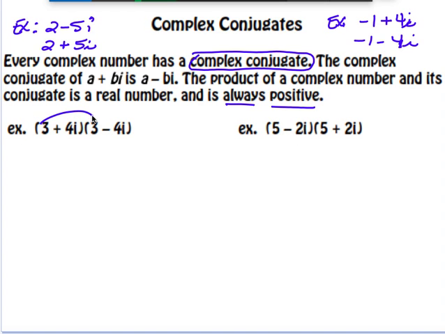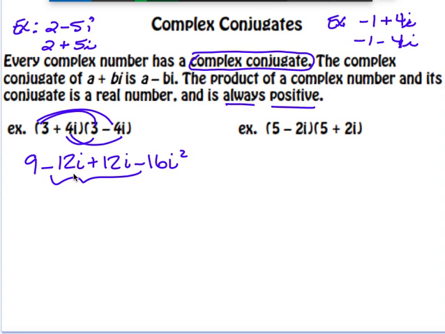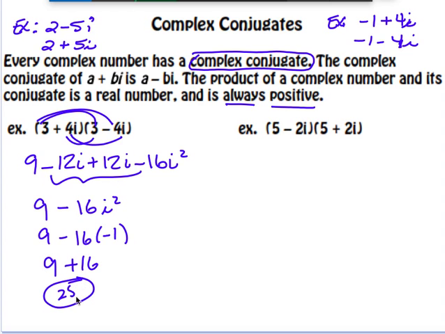To work the first one out, 3 times 3 is 9. 3 times negative 4i is negative 12i. 4i times 3 is a positive 12i. And 4i times negative 4i is negative 16i squared. The middle terms cross out, a negative and a positive, so you're left with 9 minus 16i squared. Remember, i squared is really negative 1. So that's going to be 9 plus 16, which is 25.